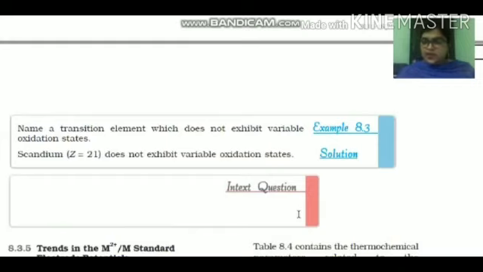So zinc will not be the answer, because zinc is not a transition element, because it is not satisfying the definition of a transition element, that is, it must have a partially filled d orbital in its ground state or in any one of its oxidation states. So here the answer will be scandium.